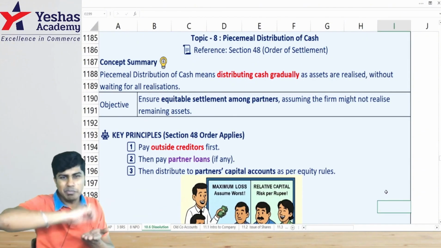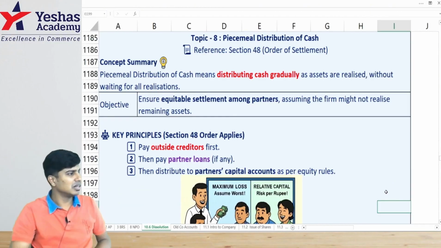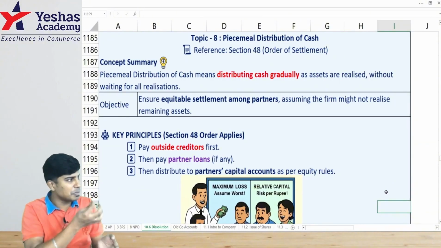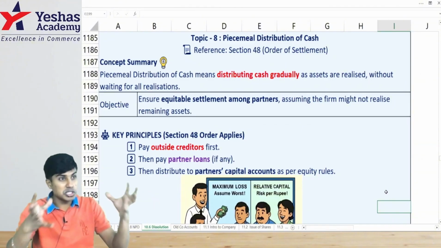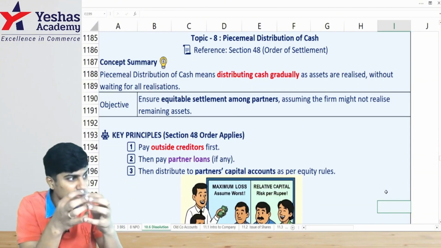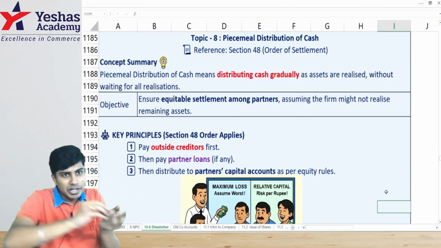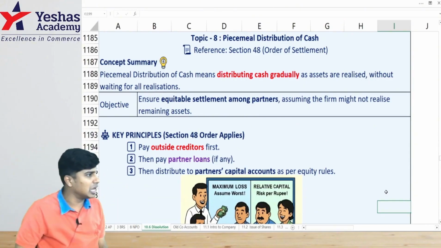So you gradually start paying. That's piecemeal. You can't eat a full chapati at once. You cut it into small pieces and eat small pieces at a time. All the assets cannot be sold in a slump sale at once because no one is willing to buy. You sell one asset, you get a little money, you pay a little liability. You sell one more asset, you get a little money, you pay a little liability.